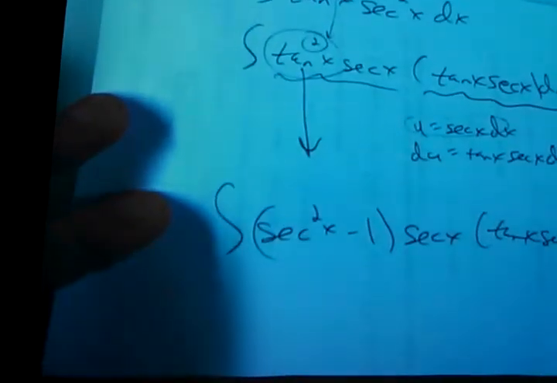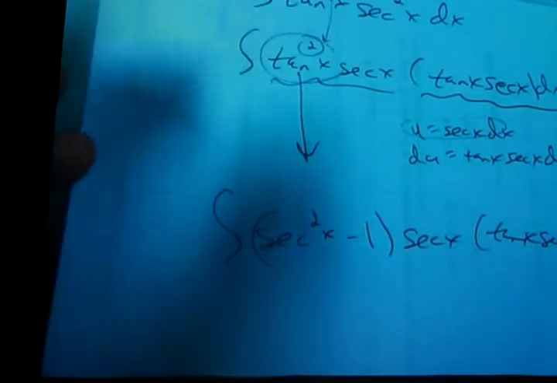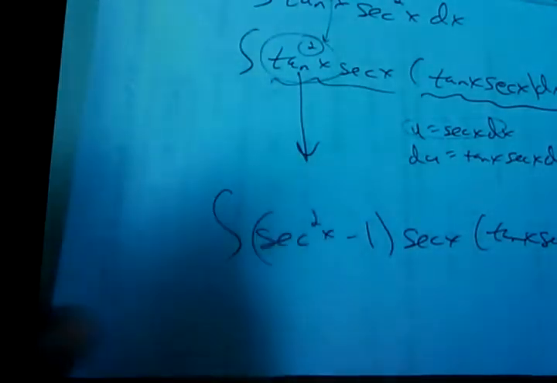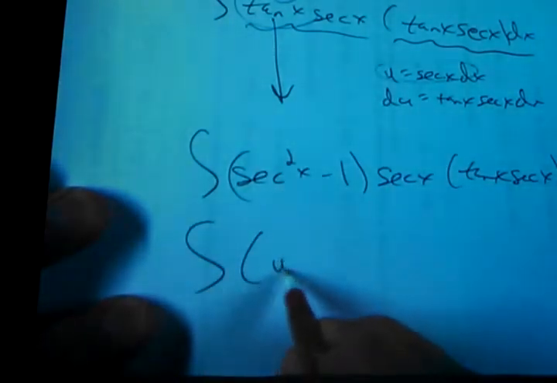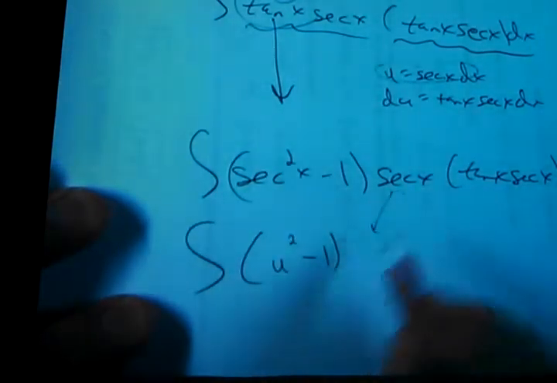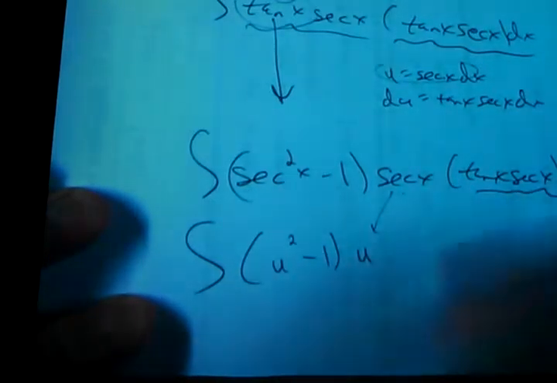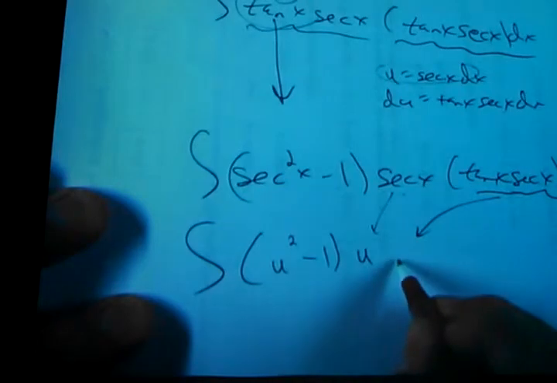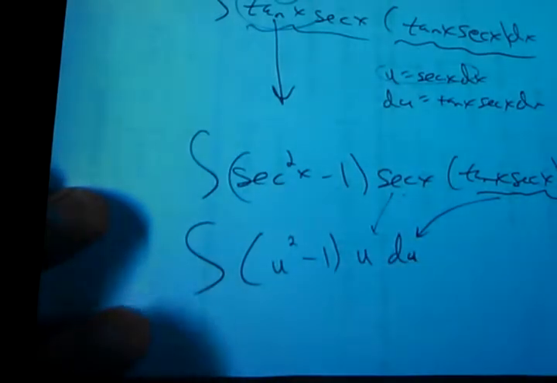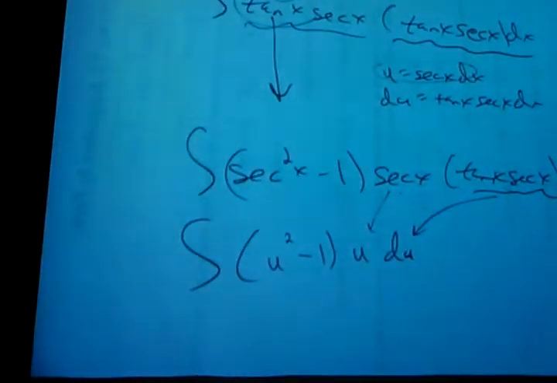Sorry, thank you. I like how everybody's like, just please do it. Just tell me if I'm doing that. Sorry. And now, so u is secant x, so this will be u squared minus 1, u squared minus 1 times u times du, because that's what du is. That's why we shucked it off and put it over there, right? So that could be du.